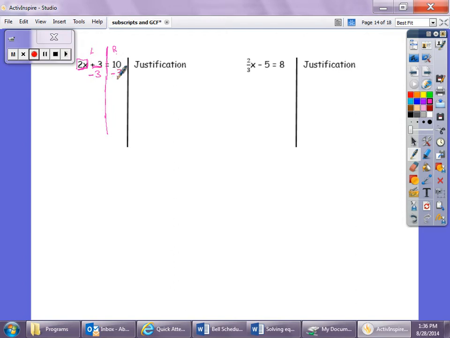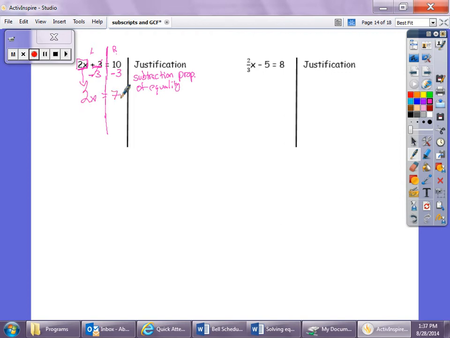And I can subtract 3. Well, what allows me to do that? That's my subtraction property of equality. So that allows me to subtract 3 from both sides. So I bring this term down, which is my 2x, and it equals, well, 10 minus 3 is 7.